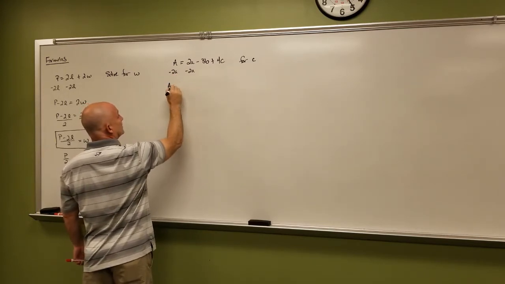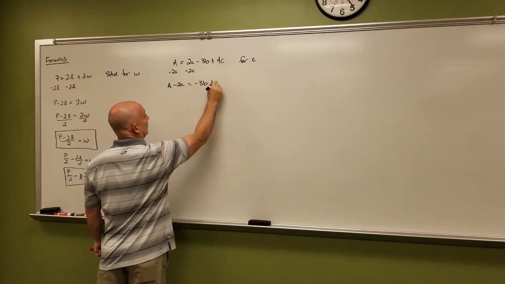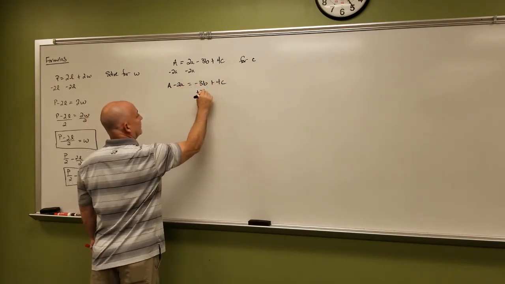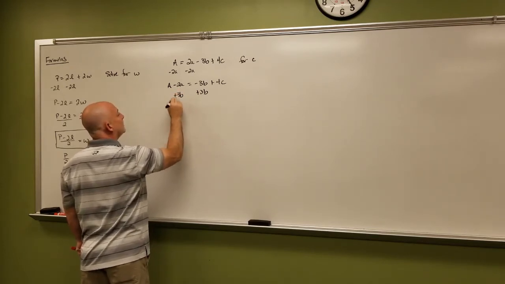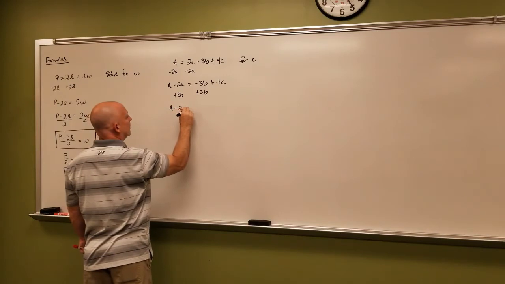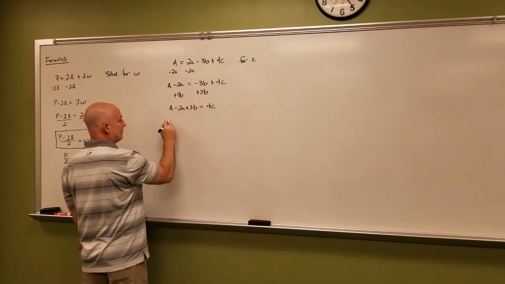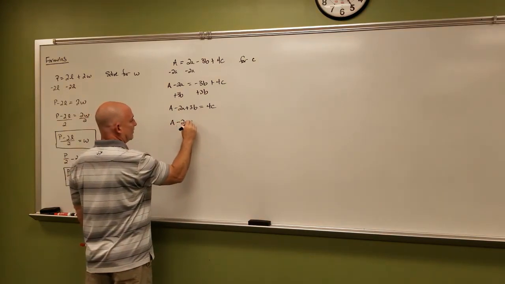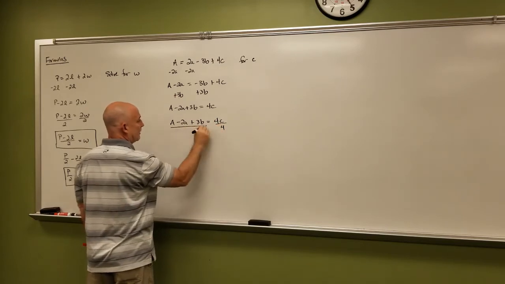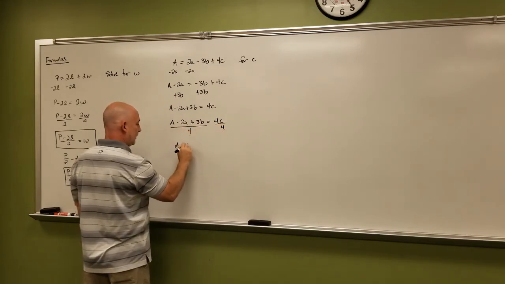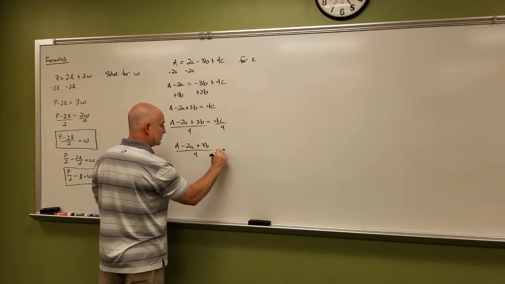So I'm going to subtract 2 little a's from both sides. Is equal to negative 3b plus 4c. Then I'm going to add 3b to both sides. All right, 3b. 2 little a plus 3b is equal to 4c. All right, last step, divide both sides by whatever's in front of your variable. I have a 4 in front of that c, so I need to divide both sides by 4. So I get a minus 2 little a plus 3b all over 4 is equal to c.